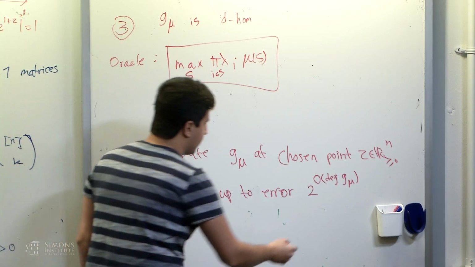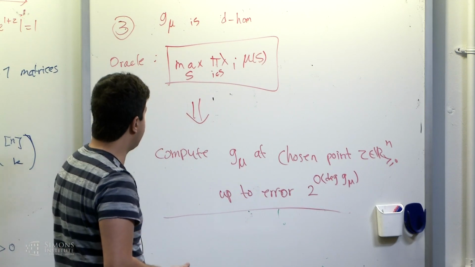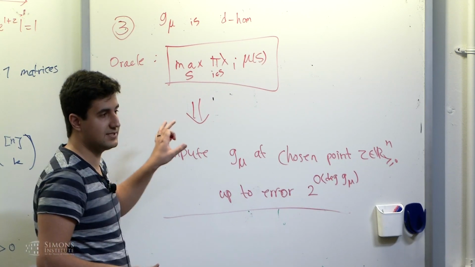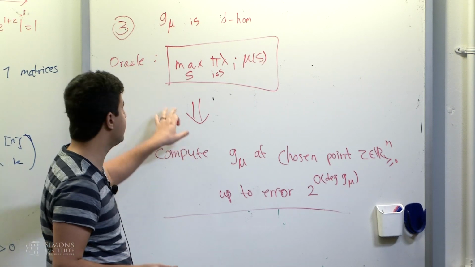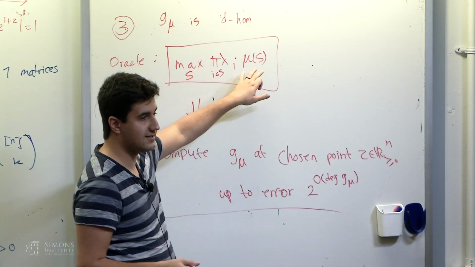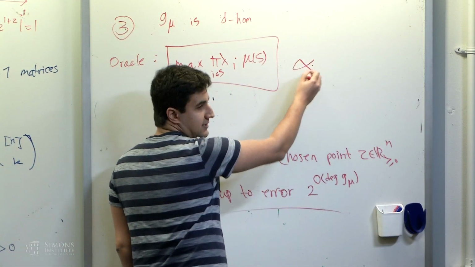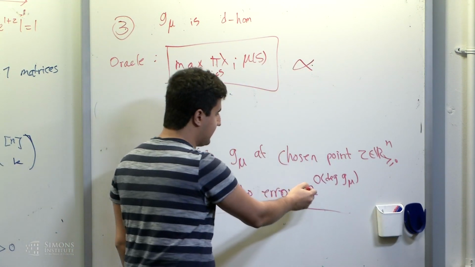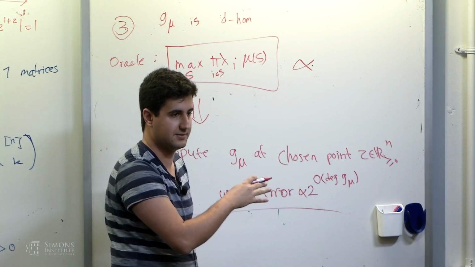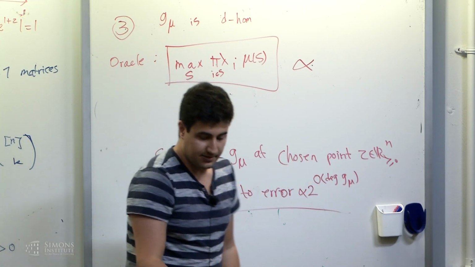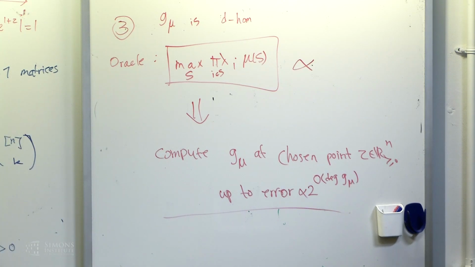So now why am I talking about this? It turns out that even if you have an approximate oracle, so let's say that you can't solve this maximization problem exactly, but you can solve it up to a factor of alpha, then this alpha just goes through and you get an alpha times 2 to the O of degree approximation, right? There is a problem for which we have some sort of an approximate oracle, and that problem is computing the volume of a zonotope.